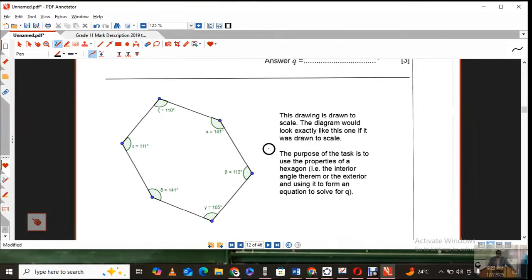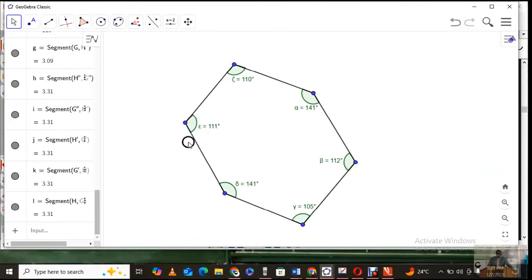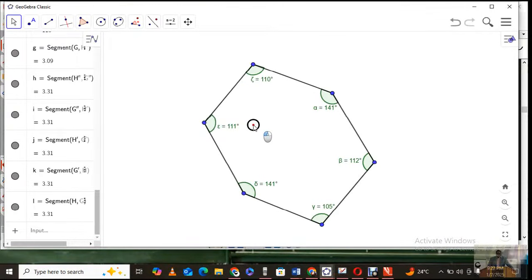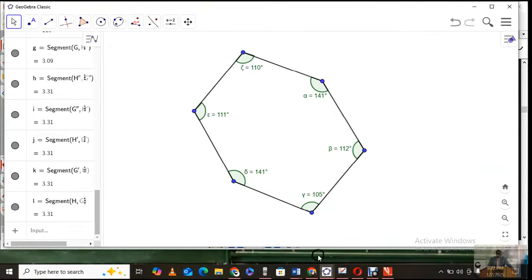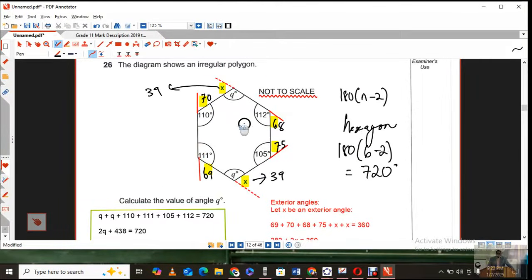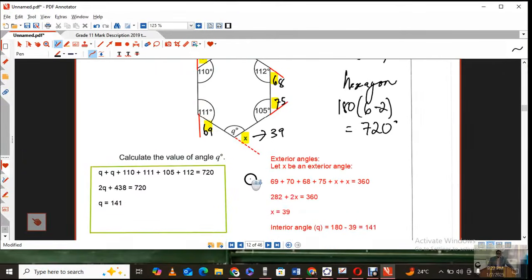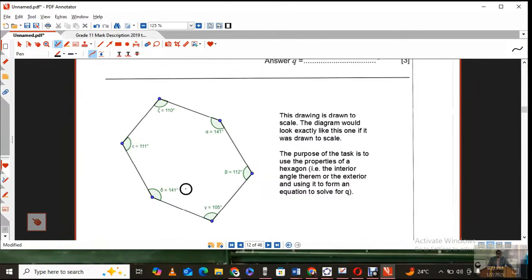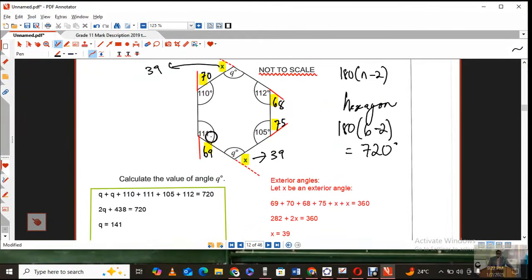Now I just brought in the diagram and drew it to scale using software so that you can see how it actually looks. You can see that this diagram is fundamentally very different from this one. This diagram is not to scale, so its scale version will look like this. Can you see where the 141s are? If it was to scale, you could take a protractor and measure, and you will see this angle is 141 and so on. But if I measure here, it might not be equal to that because this diagram is not to scale.